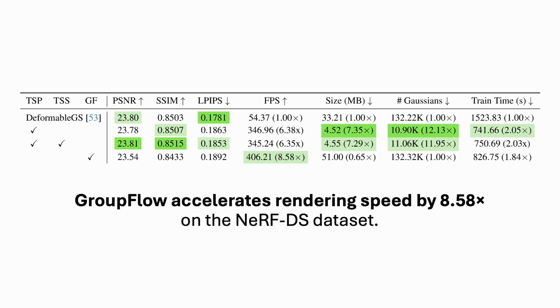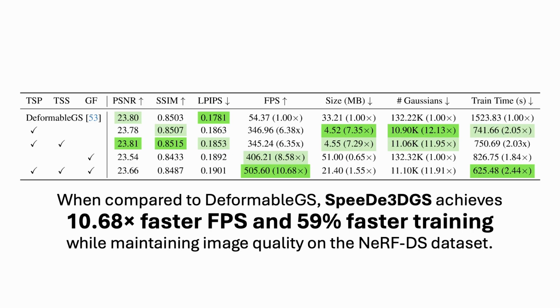GroupFlow accelerates rendering speed on the NeRF-DS dataset by 8.58 times while maintaining the temporally coherent, high-quality motion reconstruction of per-Gaussian neural deformation. Our full Speedy3DGS framework, which combines temporal pruning and GroupFlow, achieves 10.68 times faster rendering speed and 59% faster training than deformable Gaussian splatting.